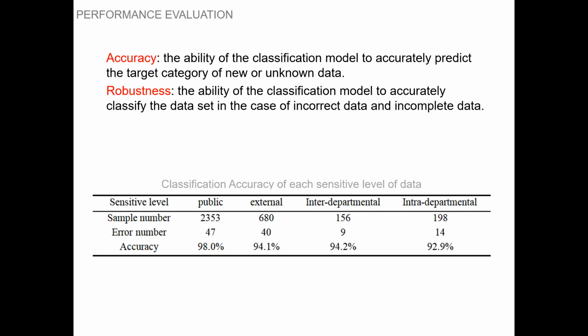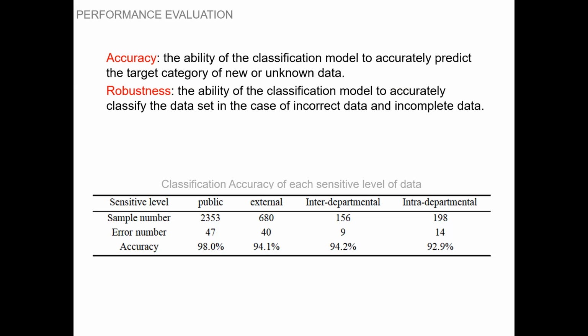Robustness refers to the ability of the classification model to accurately classify the dataset in the case of incorrect data and incomplete data. In real life, data collection will inevitably have incomplete data, data error, data redundancy, and other phenomena. So the constructed decision tree classification model needs to have a good ability to deal with this data in order to avoid affecting the performance of the classifier.